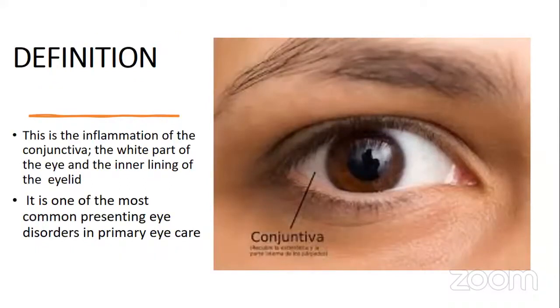So what do we define as red eyes? This is the inflammation of the conjunctiva, that is the white part and the inner lining of the eye and the eyelids. It is reported as one of the most common presenting disorders in primary eye care. In the picture I've shared on my left, I'm trying to show you the conjunctiva, the white part we're talking about, which turns red, and then we refer to the eyes as being red.